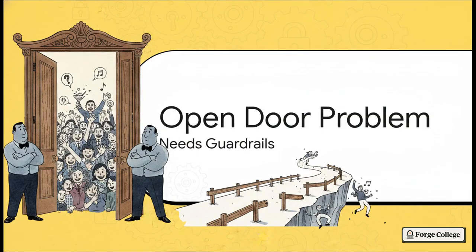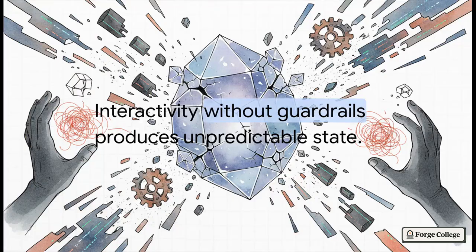Section 1. The open door problem, and why interactivity absolutely needs guardrails. Opening up a smart contract without any restrictions is exactly like opening a nightclub with no doors, no bouncers, and an open bar. It sounds like a great party for about 5 minutes.